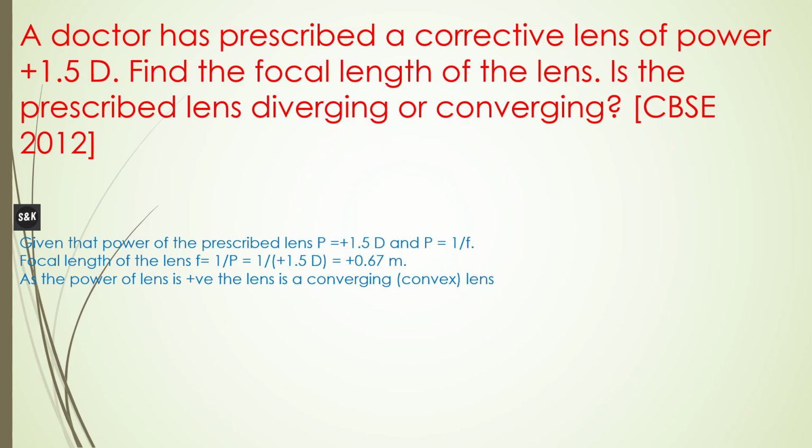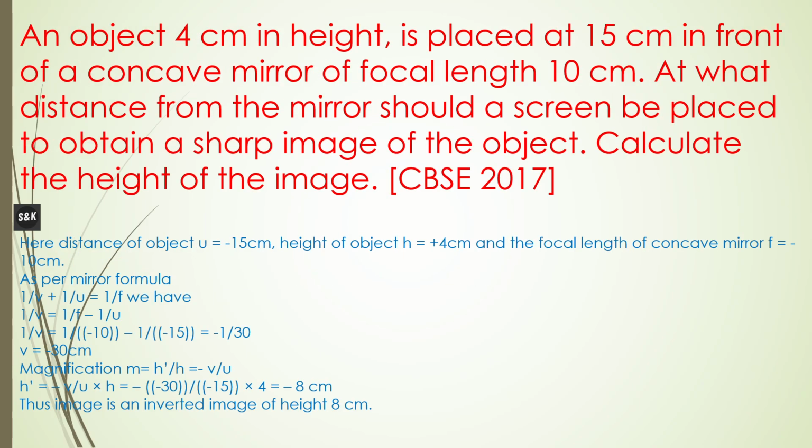So given that the power of the prescribed lens P equals 1.5D, and P equals 1 upon F. So the focal length of the lens F equals 1 by P equals 1 upon 1.5D equals 0.67 meter. Since the power of the lens is positive, the lens used here is a converging lens, that is, a convex lens.